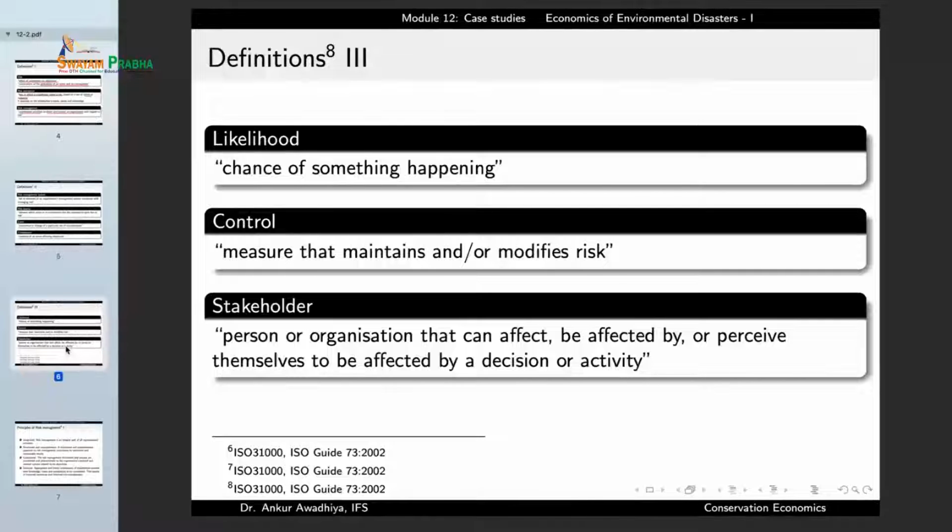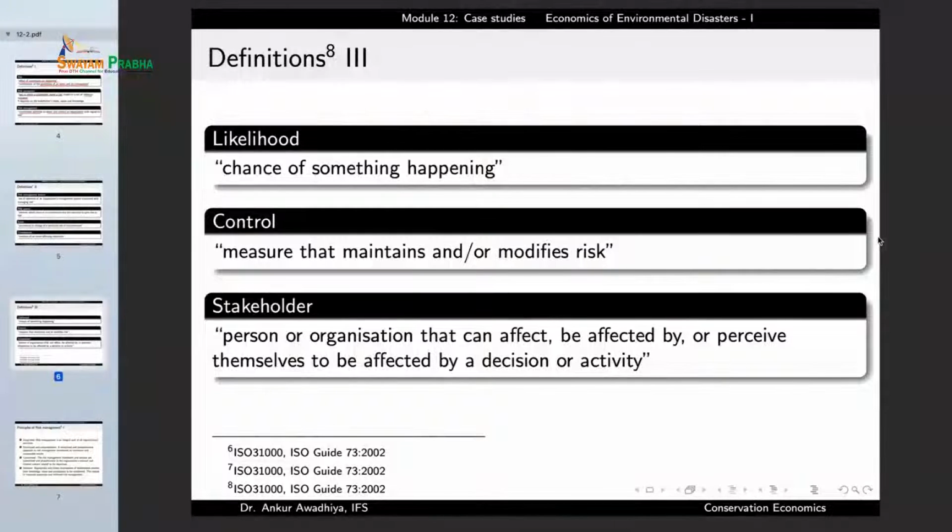Then we have likelihood. Likelihood is the chance of something happening. If you live in an area where you have a river, then there is a likelihood that there could be a flood. If you live in an area that is very dry and perhaps it rains, say, just a few millimeters in a year, then probably the likelihood of having a flood is much less. So, likelihood is the chance or the probability of something happening. Control is a measure that maintains or modifies the risk. So when we have a risk and we try to control the risk, it is a measure that maintains or modifies the risk, and in a number of cases, it tries to reduce the risk.